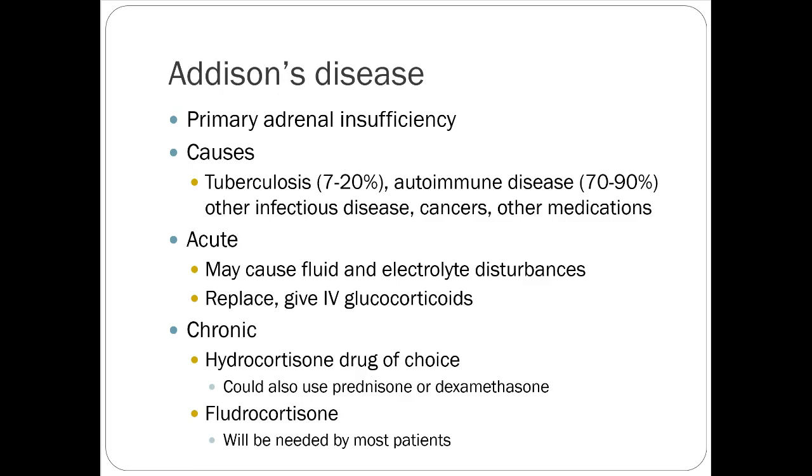Addison's disease is primary adrenal insufficiency. Tuberculosis is heavily associated with this. Otherwise, it is an autoimmune disease. There's other infectious diseases, cancers, and medications that can cause it, but mostly autoimmune related or tuberculosis related.